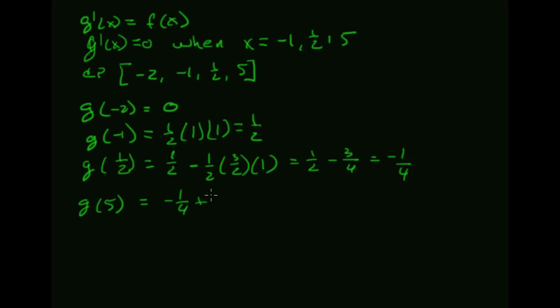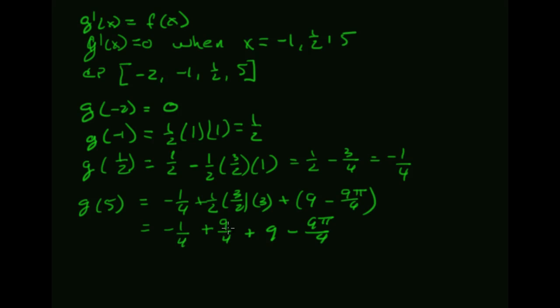Right, so g of 5 takes that negative 1/4. It now adds a triangle, which is half times 3/2 times 3. And then it adds this half circle thing again. So that's 9 minus 9 pi over 4. So this is negative 1/4 plus 9/4. What did I miss? Oh no, plus 9, which would be 36/4. No, I don't need to do that. Let's just make that 9. 9 minus 9 pi over 4. This is 8 over 4, which is 2, plus 9 is 11 minus 9 pi over 4. So there you go. That's the max, because that one is bigger than all of these. So max value.